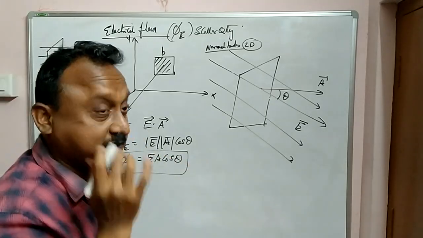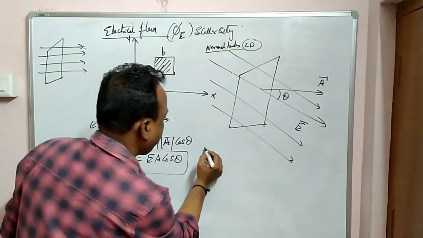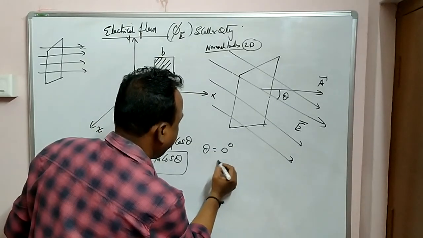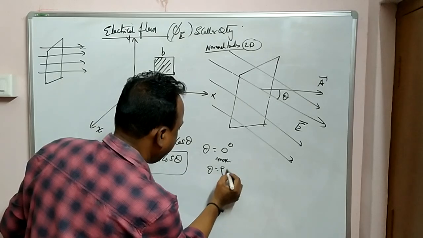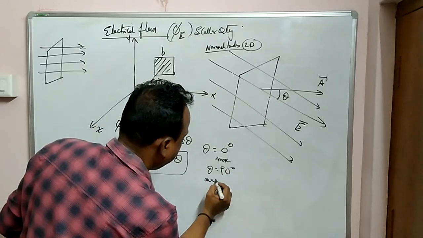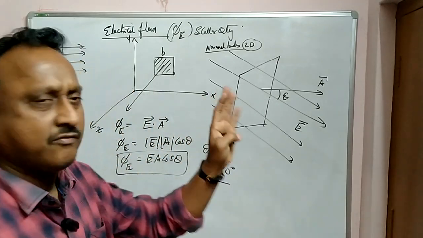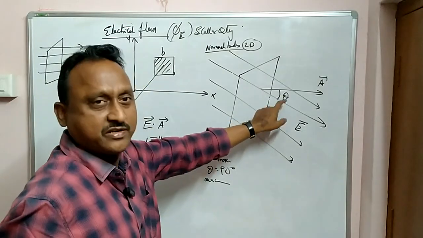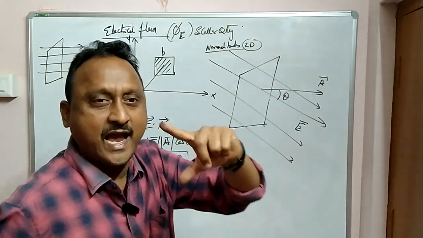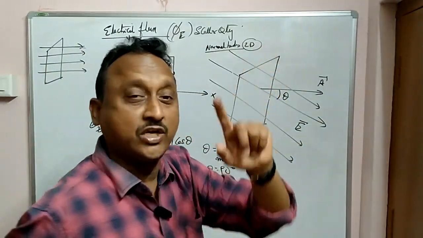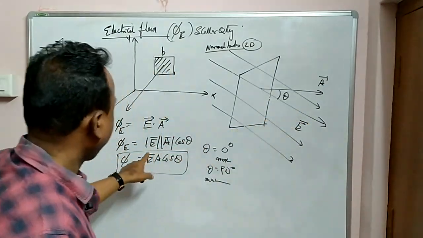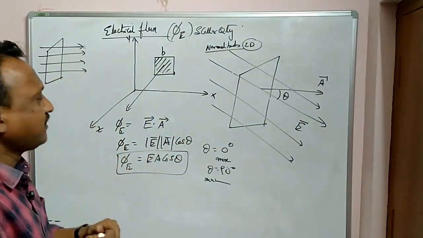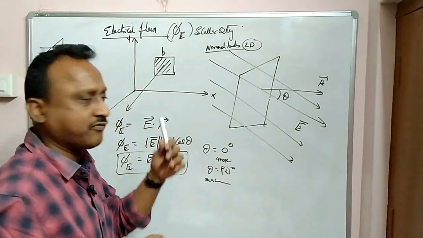So when theta is equal to 0, flux is maximum, because cos 0 is 1. When theta is equal to 90, flux is minimum, because cos 90 is 0. So the representation you have to show in this fashion. The angle should not be with the surface. It should be with the area vector. Okay? E dot A. This is the definition of electrical flux and the mathematical formula.